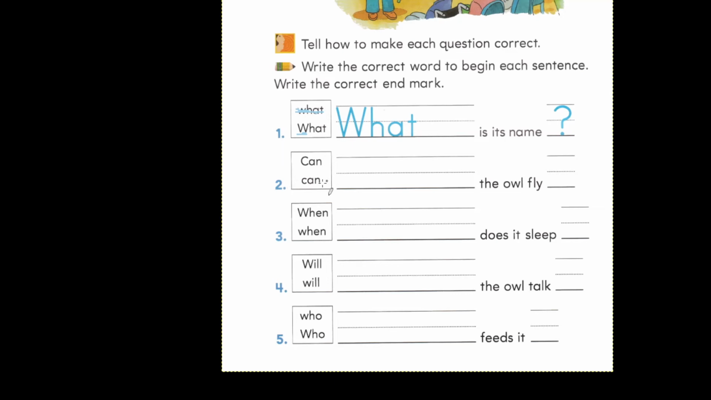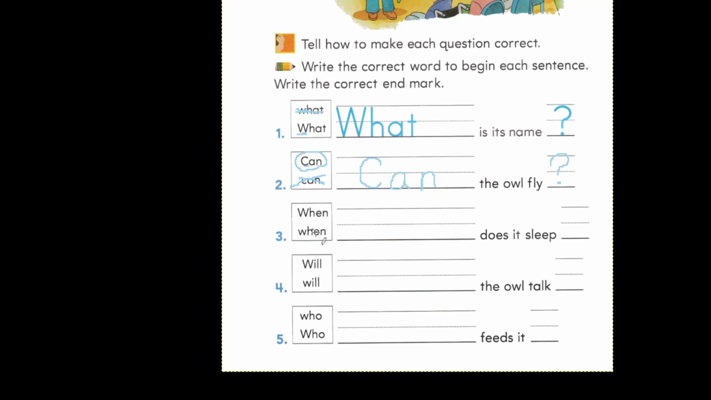So let's look at number two. Can the owl fly? Now, what are the two rules for a question sentence? We need to start the sentence with a capital letter. So this can will not work. So we need this one because it starts with a capital C, an uppercase C. And we'll write that right in here. Can, C-A-N, the owl fly? And we need to end it with the question mark.